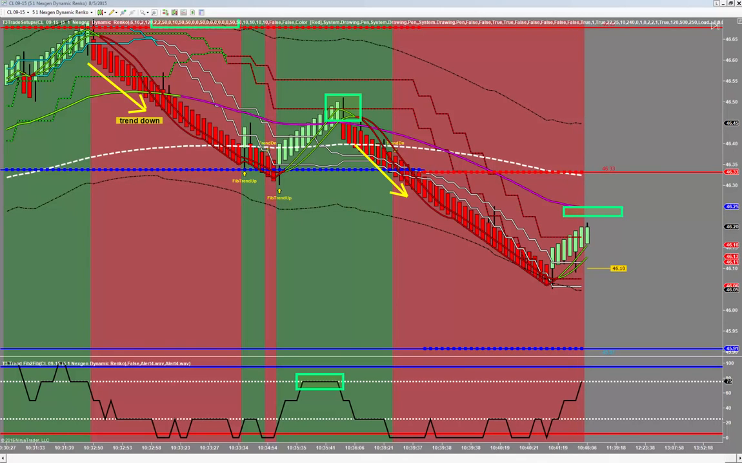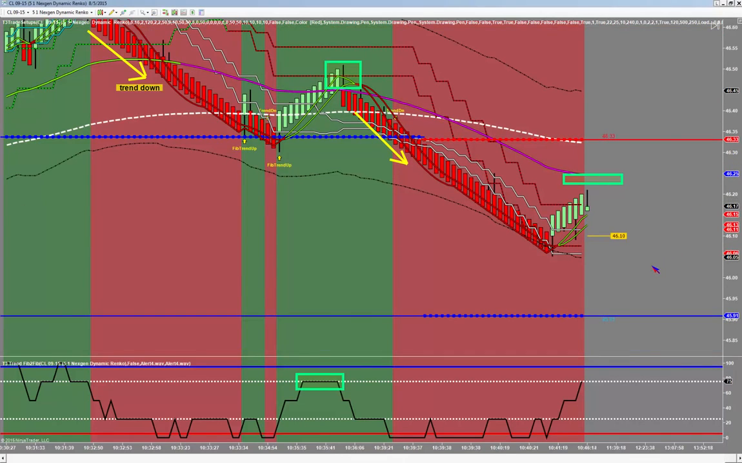Hey, George, it's very simple. If the small triggers are below the synthetic triggers, we're going to be looking for shorts, right? I don't know why I have to write that on the chart. I'll write it on for you if you want.